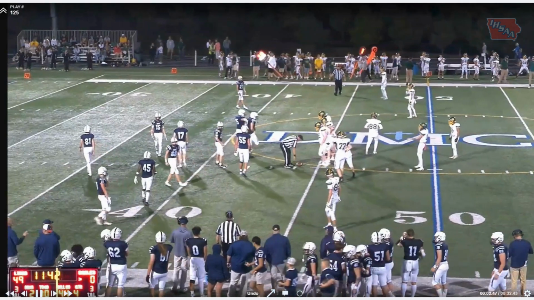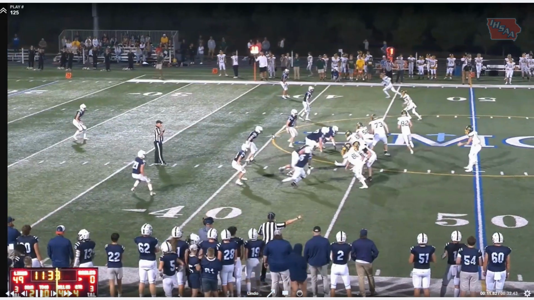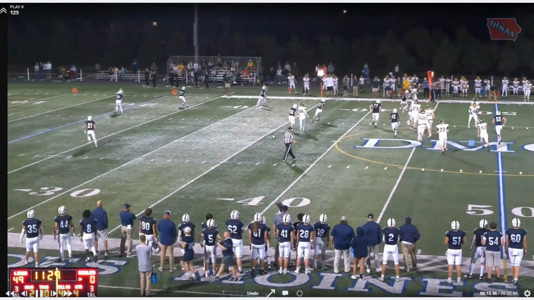Next play here, we've got a clean hands principle. So making sure we understand what that means. Second thing is the philosophy of when we do not throw for a hold or block in the back. And that is when that hold or block in the back takes the player into the runner making that tackle, and the end of the play is ending at about the same time. So let's take a look at this one. We're actually going to have two potential blocks in the back on this play.